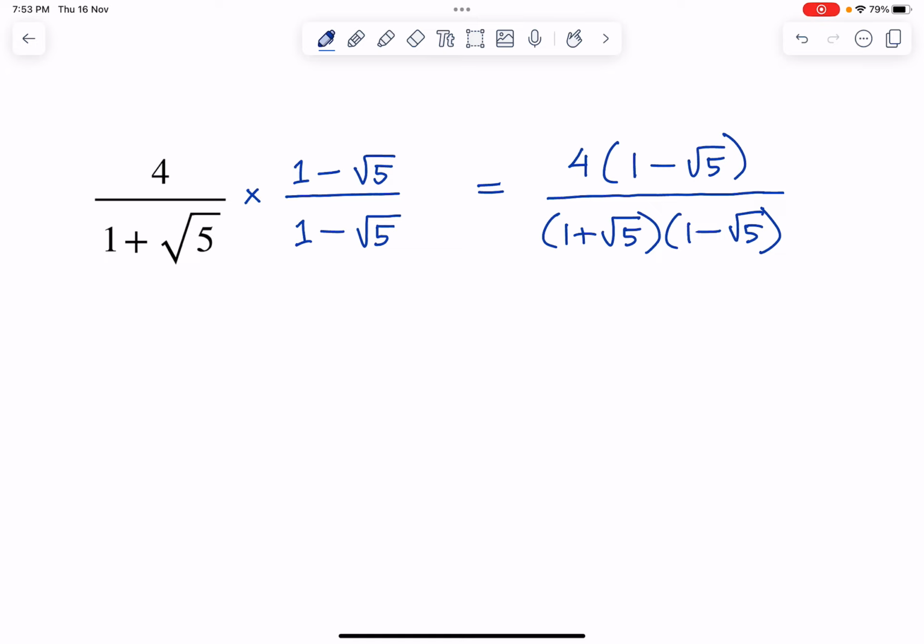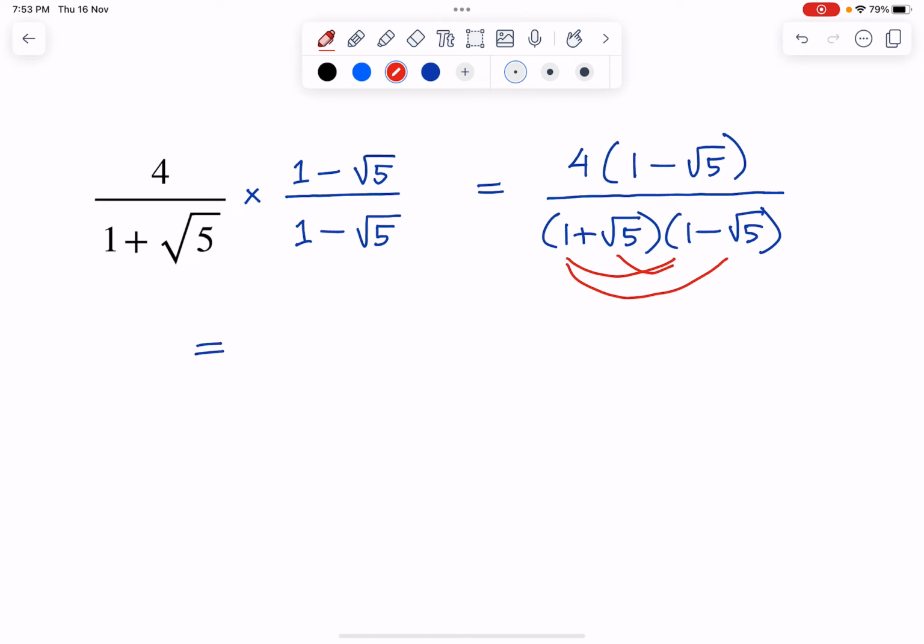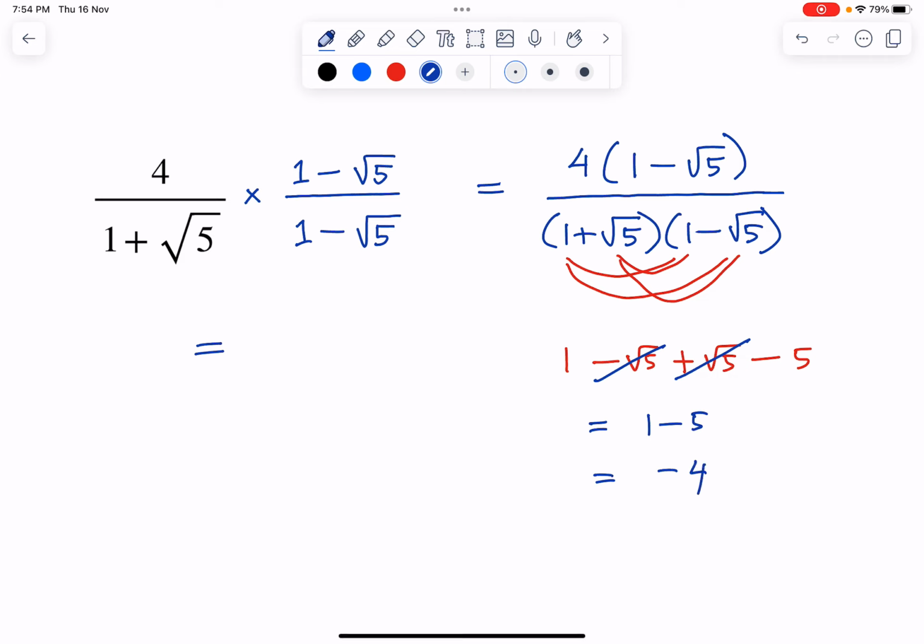So, in this case, let's think about the denominator first, right? So we have here 1 times 1, 1 times minus root 5, root 5 times 1, and root 5 times minus root 5. In which case you will have 1, and then minus root 5 plus root 5, and then minus root 5 times root 5, which is 5. And then you see that these two will cancel out, and you will have 1 minus 5 as a result, which is negative 4, right?